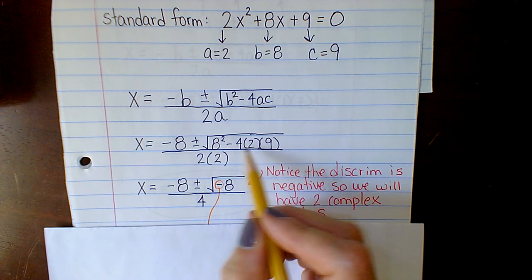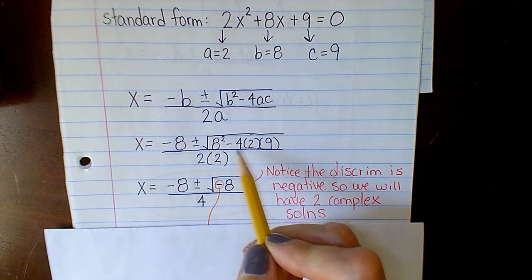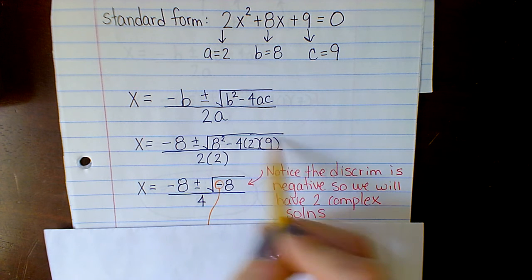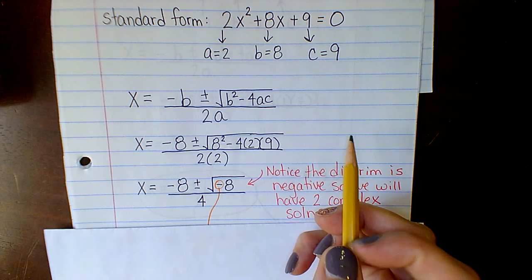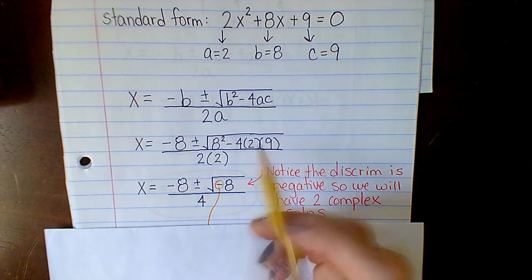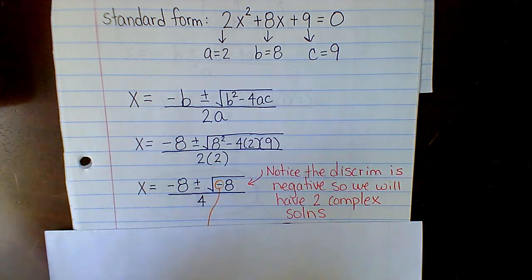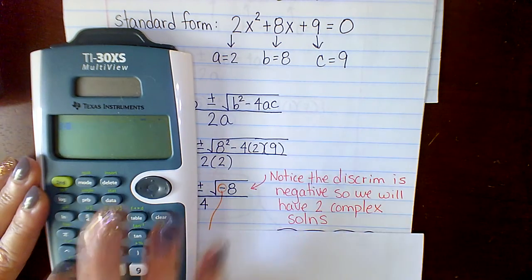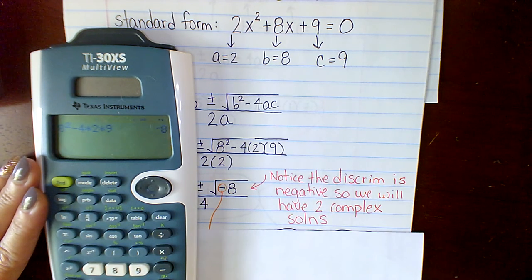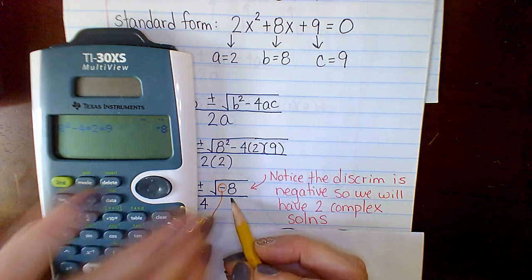So this discriminant over here, that 8 squared minus 4 times 2 times 9, you can just put that into your calculator. Don't put the square root in there yet. Okay? Just do the discriminant. Just do the 8 squared minus 4 times 2 times 9. So 8 squared minus 4 times 2 times 9, you get negative 8. So there's my discriminant.